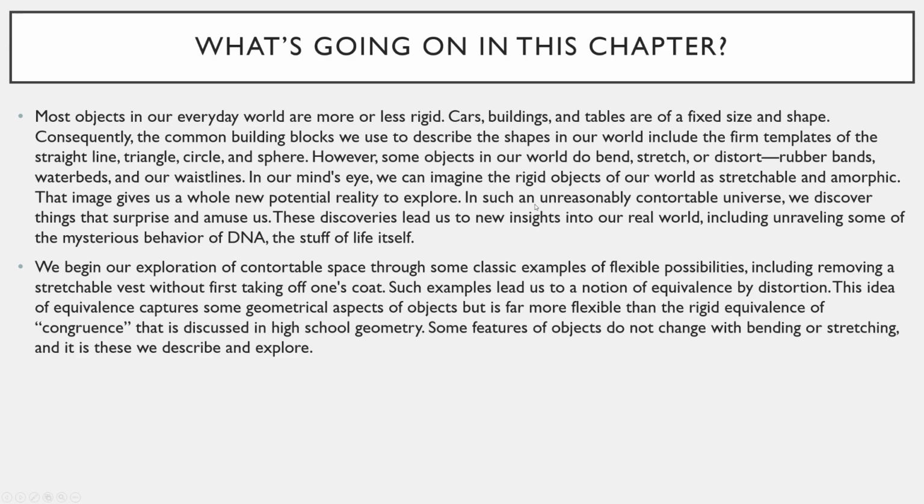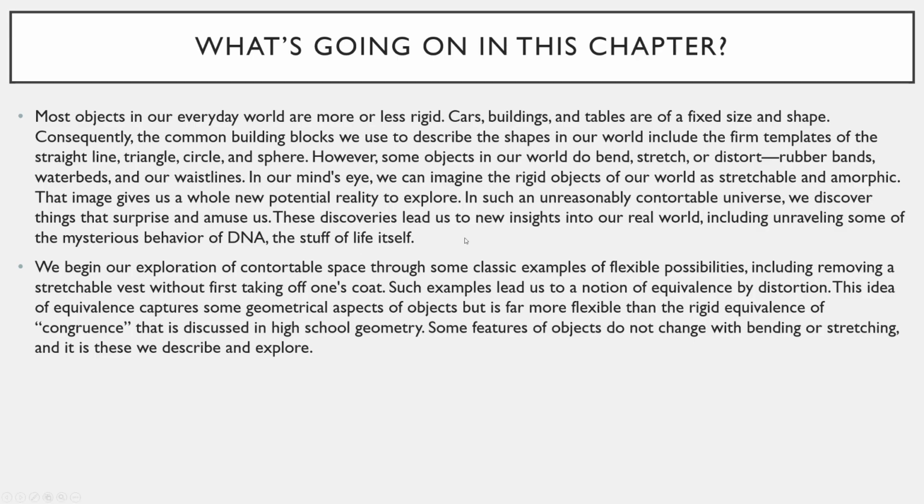Okay, so we begin our exploration of contortable space through some classic examples of flexible possibilities, including removing a stretchable vest without taking off one's coat. That'll actually be in section 5.1. That'll be the first example I show you. Such examples lead us to the notion of equivalence by distortion. This idea of equivalence captures some geometrical aspects of objects, but is far more flexible than the rigid equivalence of congruence that is discussed in high school geometry. Some features of objects do not change with bending or stretching, and it is these we describe and explore.